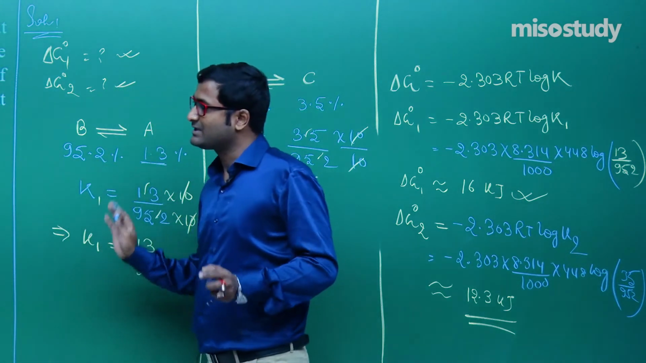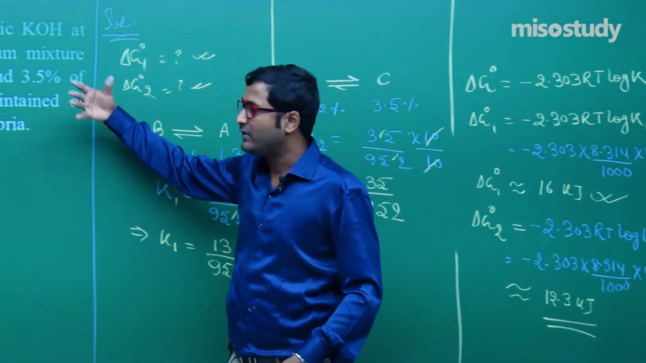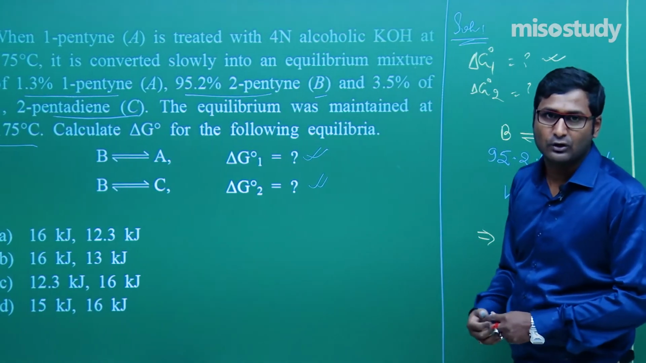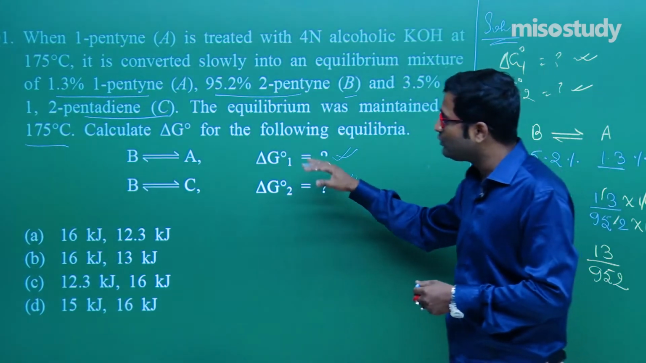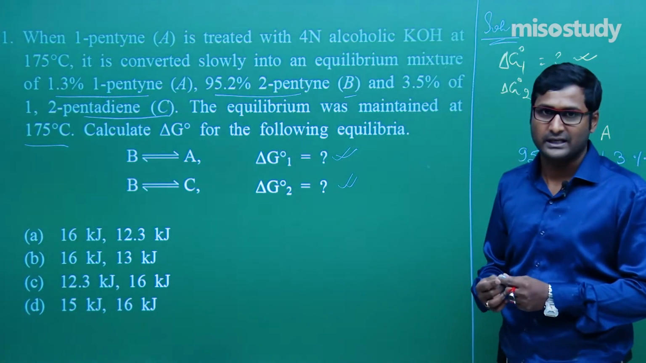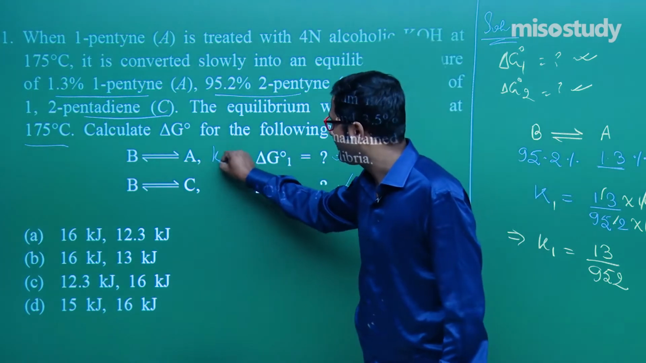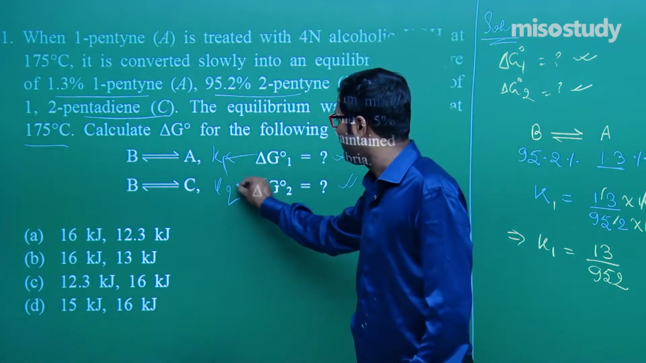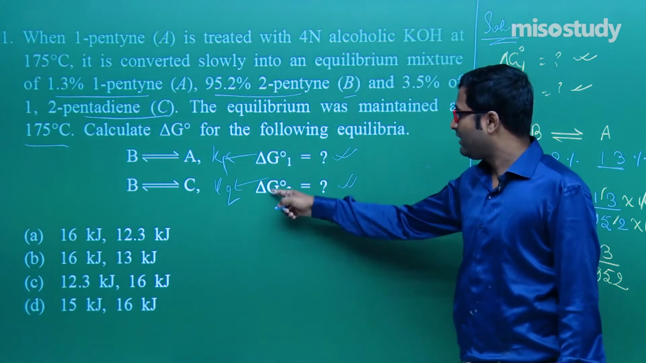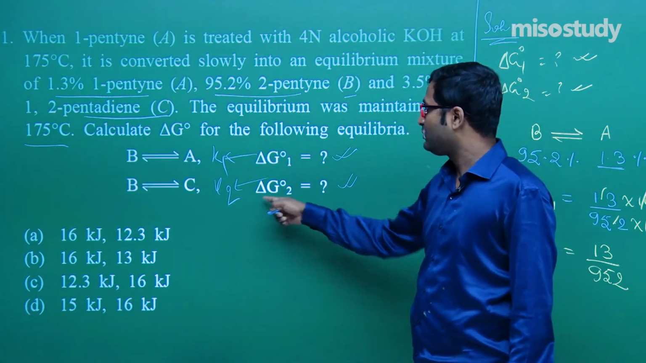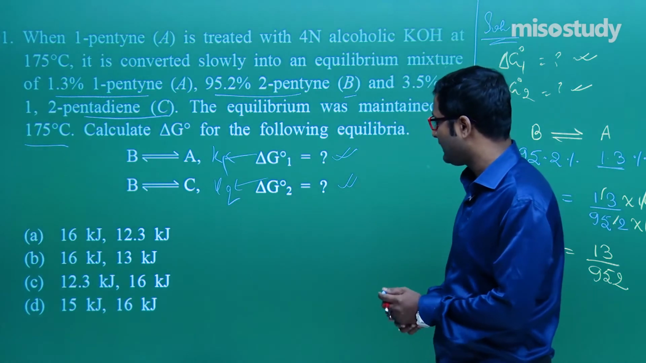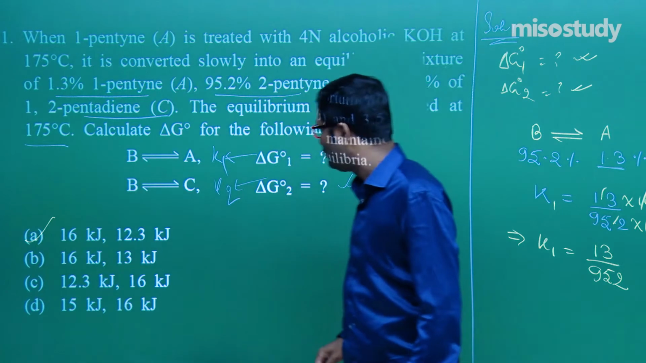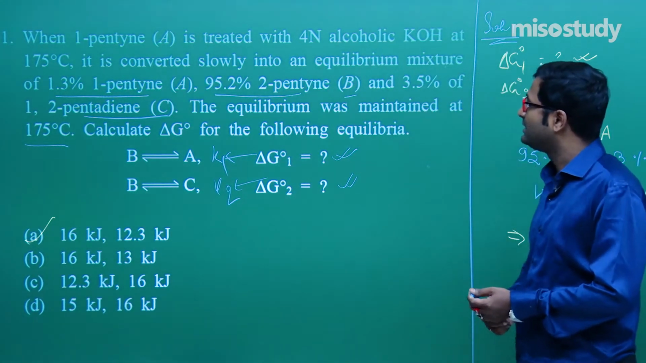If there is a question that looks lengthy, its solution is not so lengthy. Just follow the basic trick, you can easily solve such kind of questions. Clear to you? What to do? First of all, find the value of K1 and K2, and there is a relation of K1 with delta G, K2 with delta G. So in this question the answer is 16 kilojoule and 12.3 kilojoule.